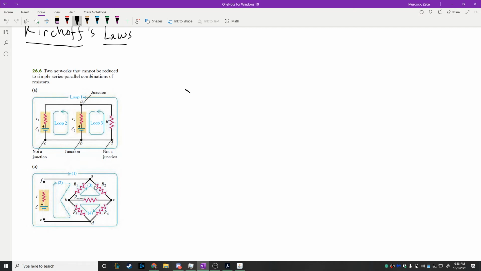But what we can do is use Kirchhoff's laws. Is that a Wheatstone bridge? I think it is, yeah. I believe that's a Wheatstone bridge, which is something that we'd be using as one of our labs in this class. But yeah.